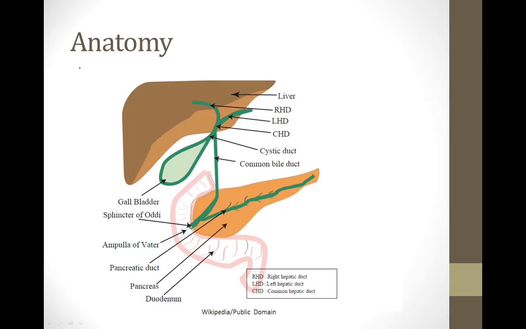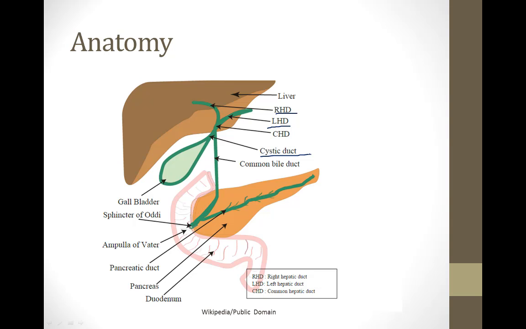This slide shows a drawing of the major anatomical structures related to the liver, gallbladder, and the pancreas. Bile, as you may know, is formed in the liver and then it drains into the gallbladder. There is a right hepatic duct and a left hepatic duct which drain bile into the gallbladder through the cystic duct, which is shown here.